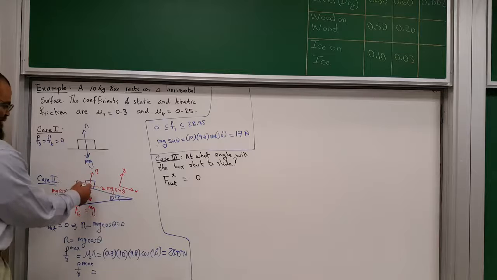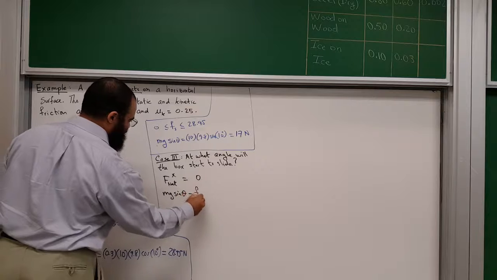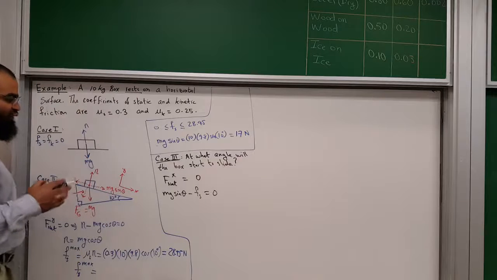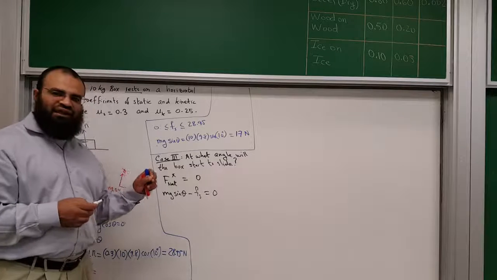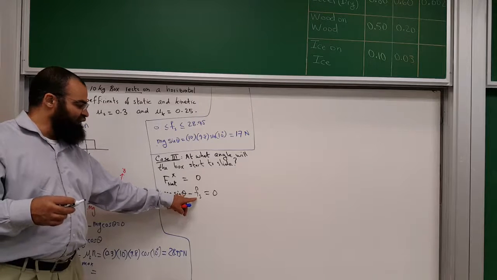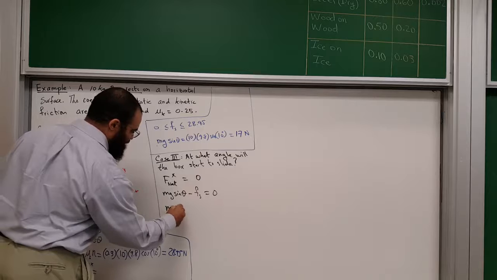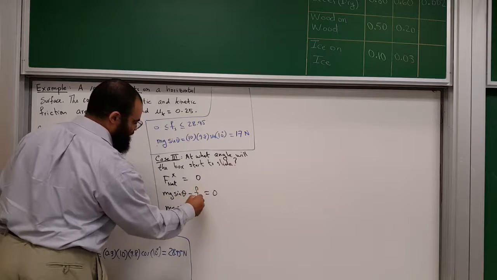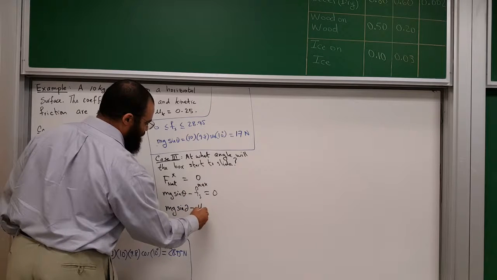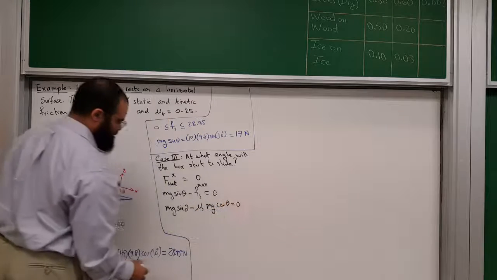And so what are the forces? The mg sine theta minus the force of static friction equal to 0. It will start moving slightly after we have reached that maximum angle, and slightly after we have reached the maximum force of static friction. If we exceed it, then it will start to move. So I have mg sine theta, minus mu s times the normal force, but the normal force is mg cosine theta, equal to 0.